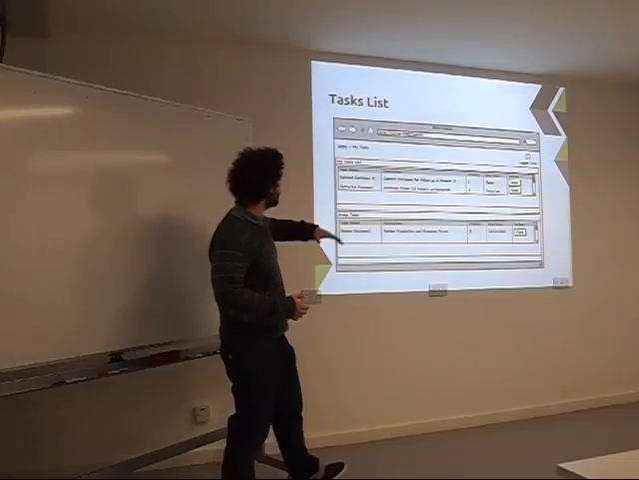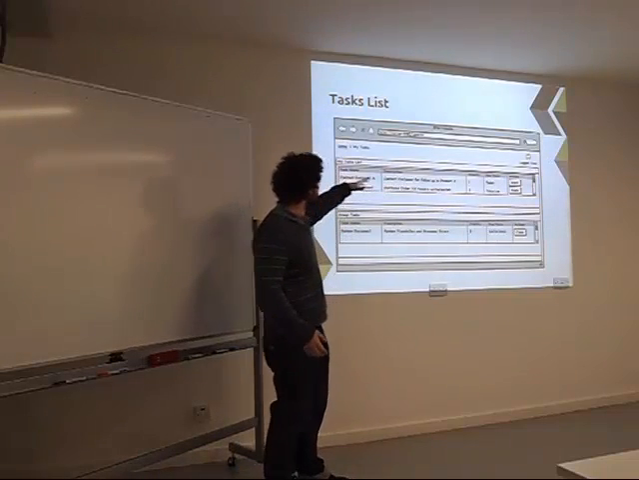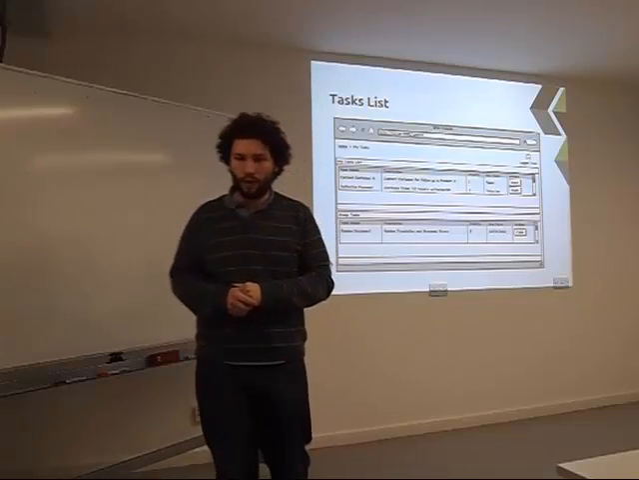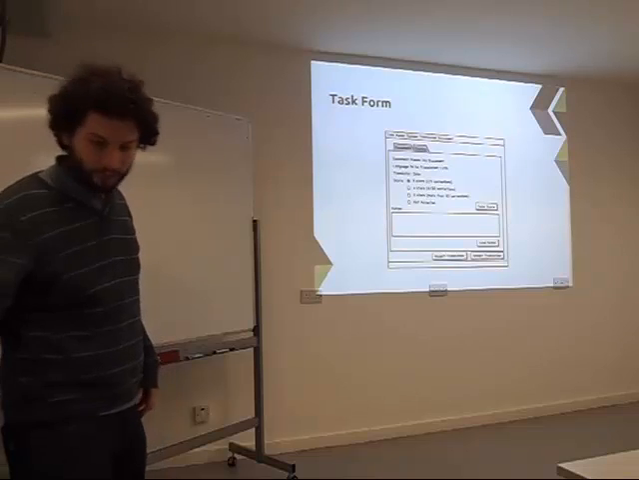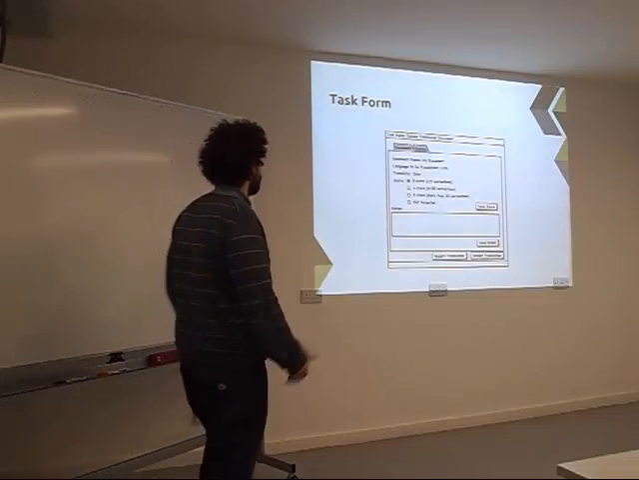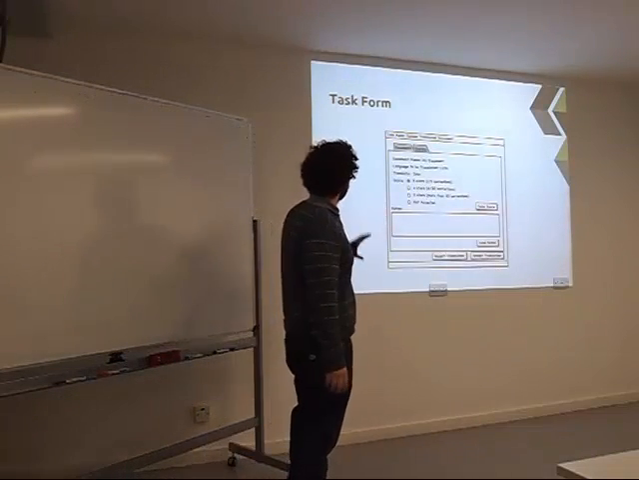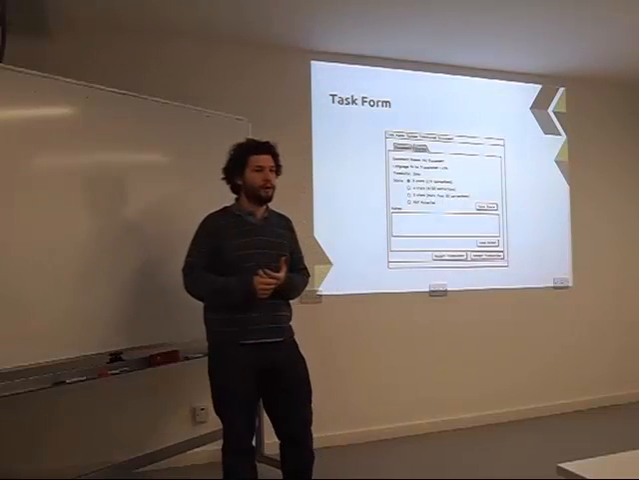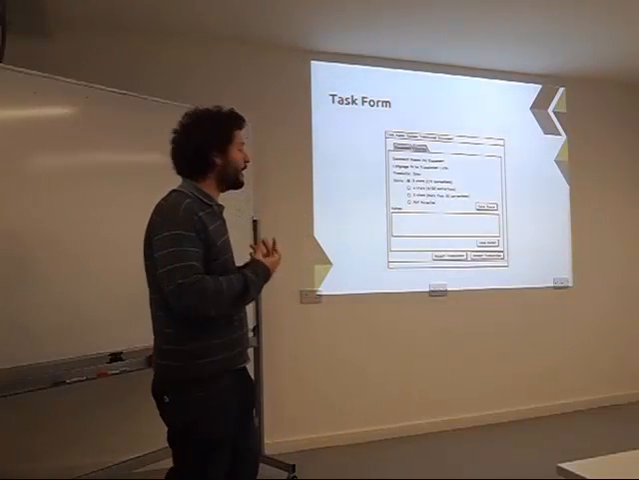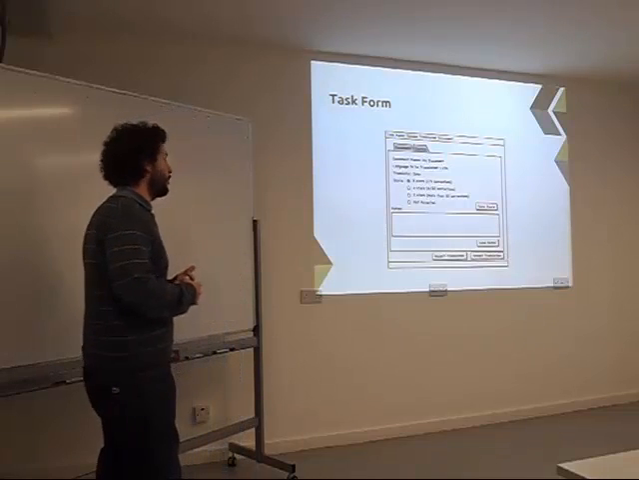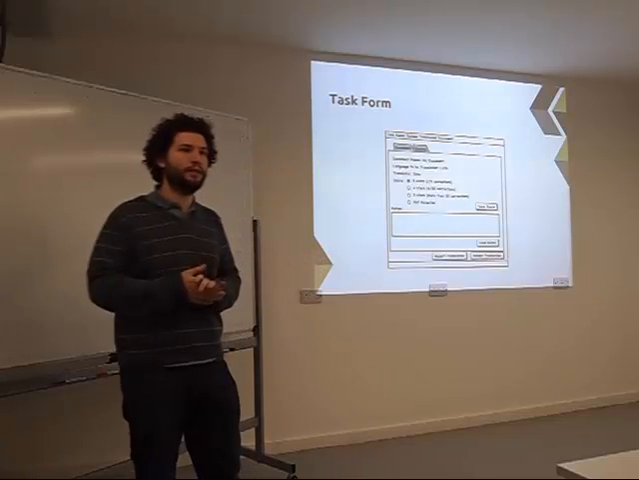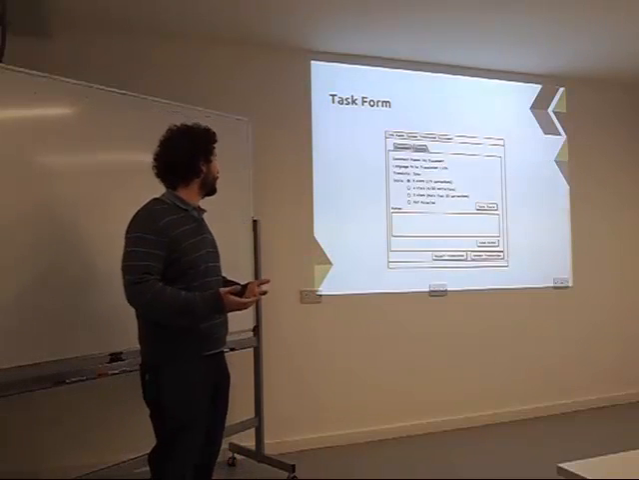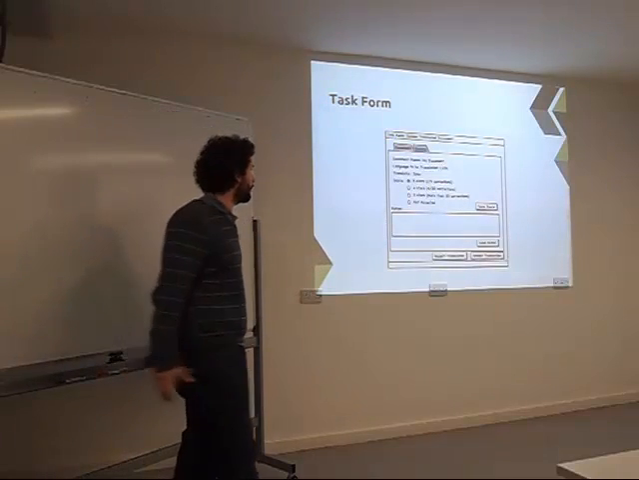So the task list will present all the tasks, basically a summary about what needs to be done. And when the user wants to work on that task, they will just jump to what we call task form, and this is just the form. Okay? So the only thing that you need to know about task forms is that they must be domain specific. If we have different tasks, we need to provide different mechanisms to allow the users to do their work without adding more complexity on top of that.